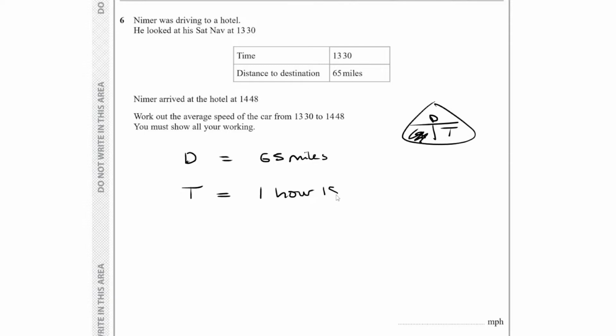But because if you see the answer here, I don't know if you can just about see that, they want obviously the speed in terms of miles per hour, not miles per hour and minutes. So before I start dividing, I'm going to have to convert this into just hours.